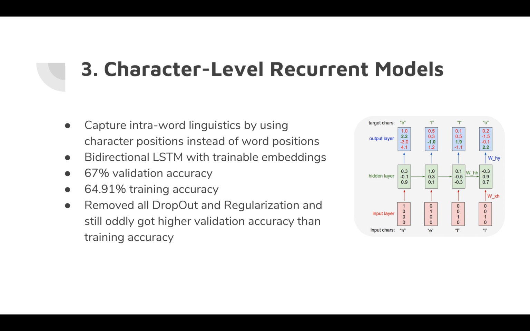Next, we tried a set of recurrent models. The first type we tried was character-level recurrent models. Specifically, we used a bidirectional LSTM with trainable embeddings. We thought that a character-level model would be able to capture intra-word linguistic mechanics by using character positions instead of word positions. With this model, we achieved a 67% validation accuracy and a 65% training accuracy. Surprisingly, removing dropout and regularization got higher validation accuracy and training accuracy. And we'll have to see if this persists to the test set.